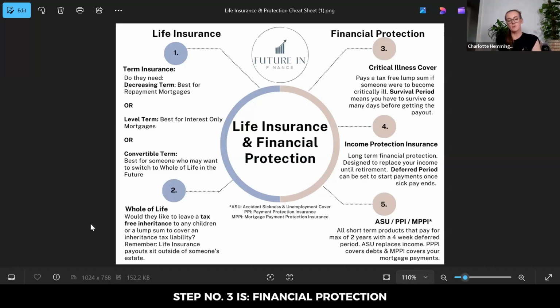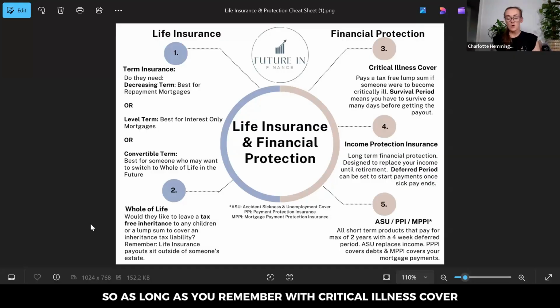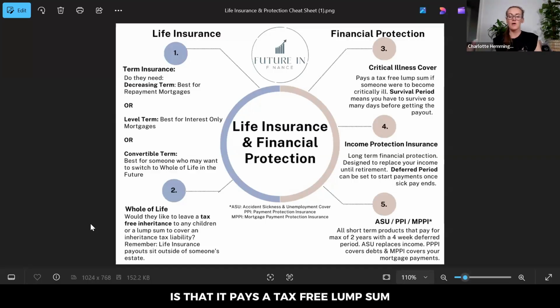That's it. Step number 3 is financial protection. And whilst critical illness cover is the top of this list, feedback that I've had recently is that almost none of the case studies have had a requirement for critical illness cover. And that's because it is quite particular in what it covers. You do have to become critically ill. So as long as you remember that critical illness cover pays a tax-free lump sum, that is going to be your game changer for CeMAP 3.